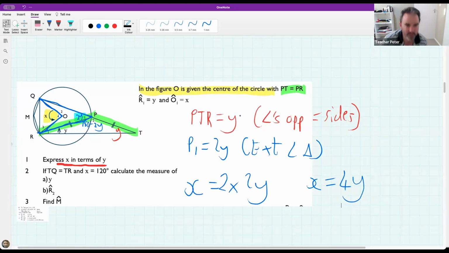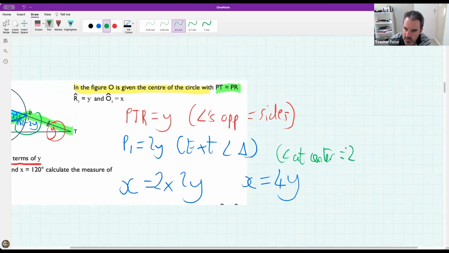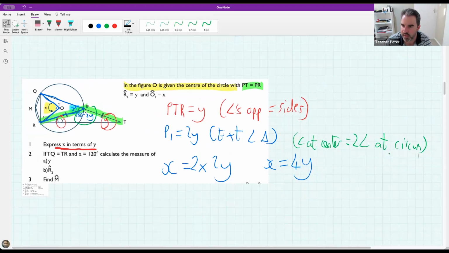Now that was actually quite a tough one, but I think I'll go over it for you. So step one was to say this and this is y. Then you could say 180 minus 2y. Then this would be 2y. And then you connect these two together. And I should also say, for the reason here, angle at center equals twice angle at circumference.